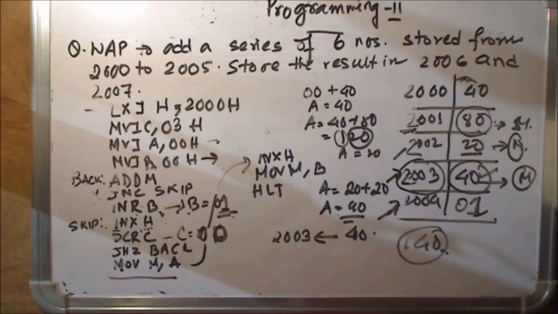So you understood how a series of numbers are added in Excel sheets. So this was your logic and this was your program. Run the program in simulator and see the result. I hope you understood the program. So let's go to the next program.